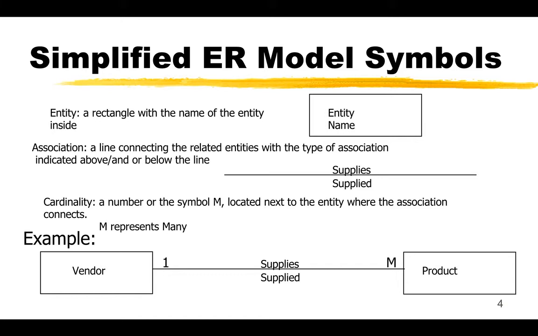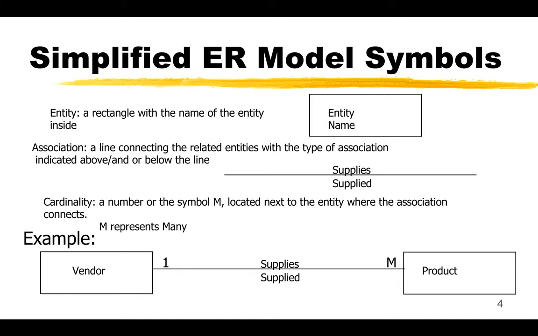And then also cardinality, a number or the symbol M located next to the entity where the association connects. We're going to be talking more about association and cardinality later, but let's just look at this example down here and illustrate how it works.